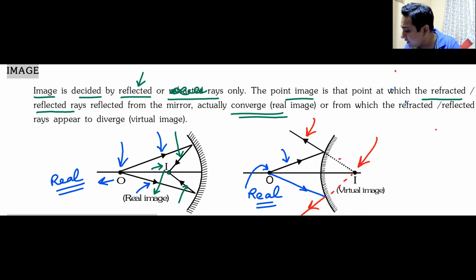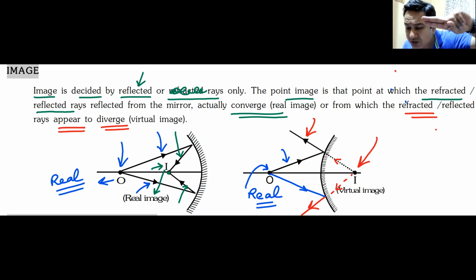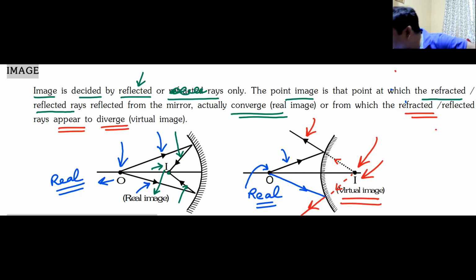Now, if I extend these two rays, they do not actually meet. They are appearing to diverge from a point. They are not converging to a point. They are appearing to be diverging from a point. Such a type of image is known as a virtual image. Do we understand this?